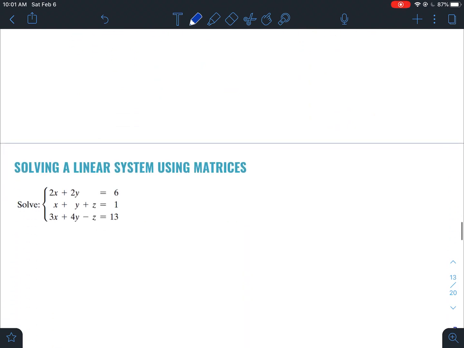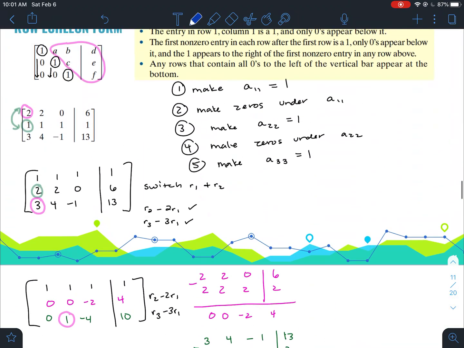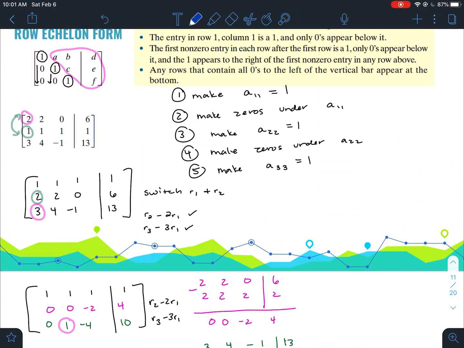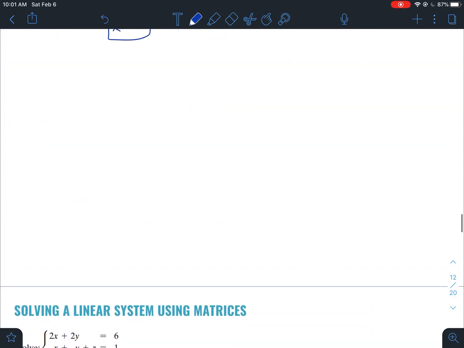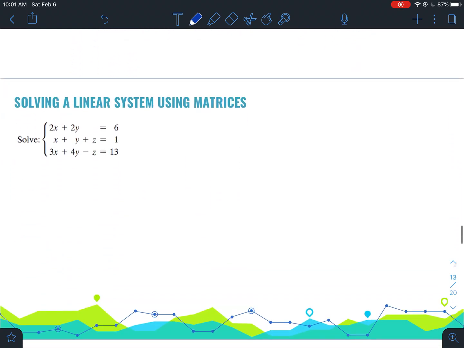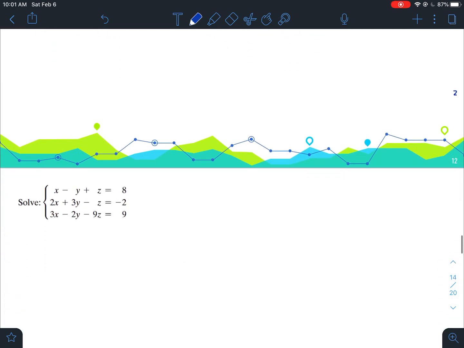So let's look at another one. 2x plus 2y plus 0z equals 6, 1x plus 1y plus 1z equals 1, and 3x plus 4y minus z equals 13. Well, notice that was the one we just did. So we've actually already done this. So we put that into row echelon form, and we solved it, and we got the solution to be 1, 2, and negative 2. So see above, we already actually did that. So let's look at another one.